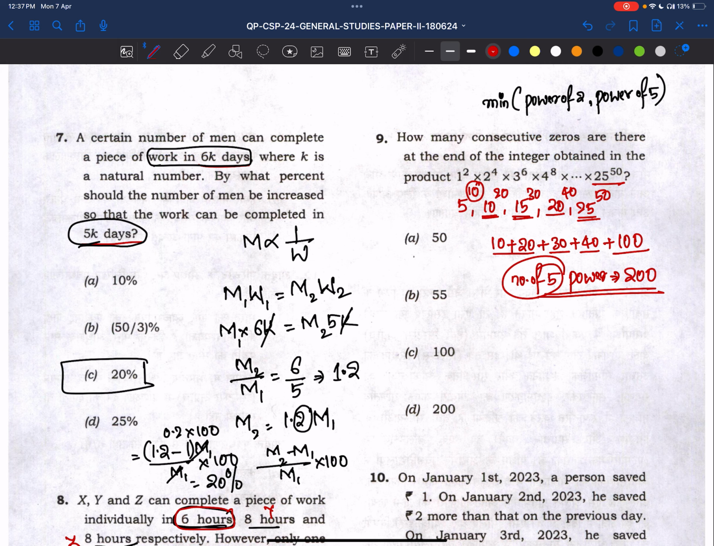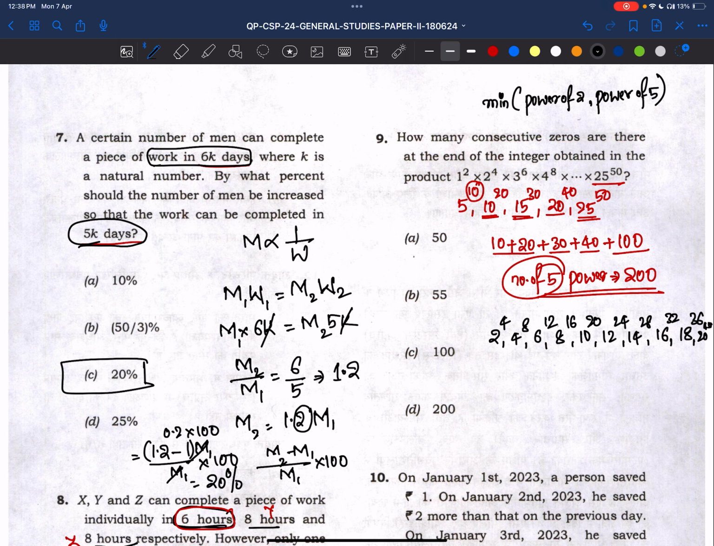Okay, now powers of 2. See here 2 power 4. Next will be 4 power 8. Right. Next 6 power 12. Next 8 power 16. 10 power 20. 12 power 24. Next 14 power 28. Next 16 power 32. 18 power 36. Next 20 power 40.